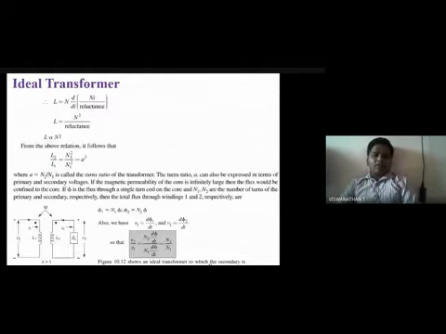From this, we get the relationship L is proportional to N squared. N is nothing but the number of turns. N2 means number of turns in the secondary, N1 is number of turns in the primary. So we get this relation. We extend it to voltage and current, and I get V2 by V1 is equal to N2 by N1. This is why we use the turns ratio to design the transformer.